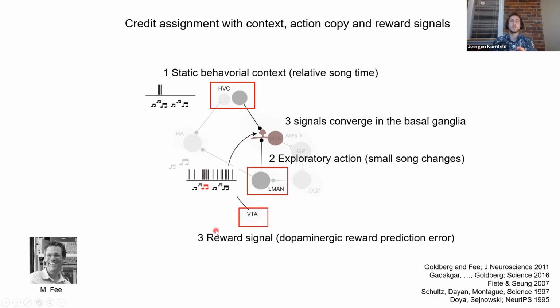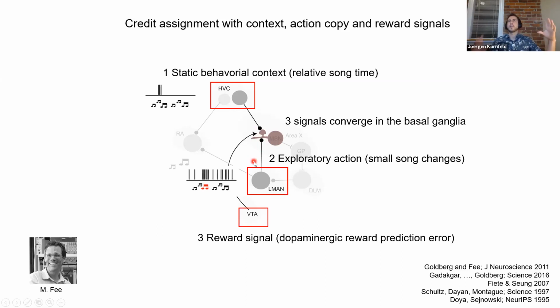And it turns out that there's this third projection that, just a few years ago in Jesse Goldberg's lab, Vikram Gadagkar showed in a very nice paper: VTA is basically conveying a reward, almost classical reward prediction error, into the basal ganglia area here, onto the medium spiny neurons.